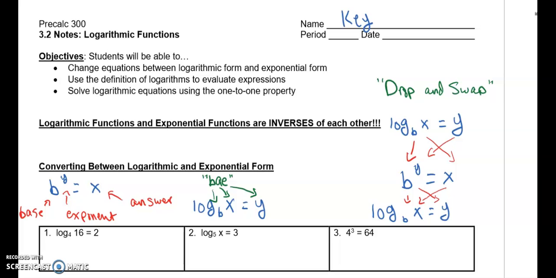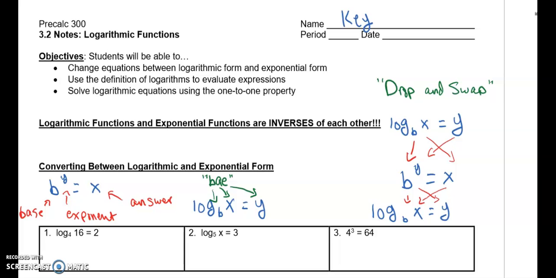Hey class, welcome back. Today we're finally getting into logs. I know this whole chapter is about logs and we've done 3 sections and haven't even seen them yet, but 3.2 is the first time that we see them, and then we'll work with them from here on out. So today we're going to deal with logarithmic functions.